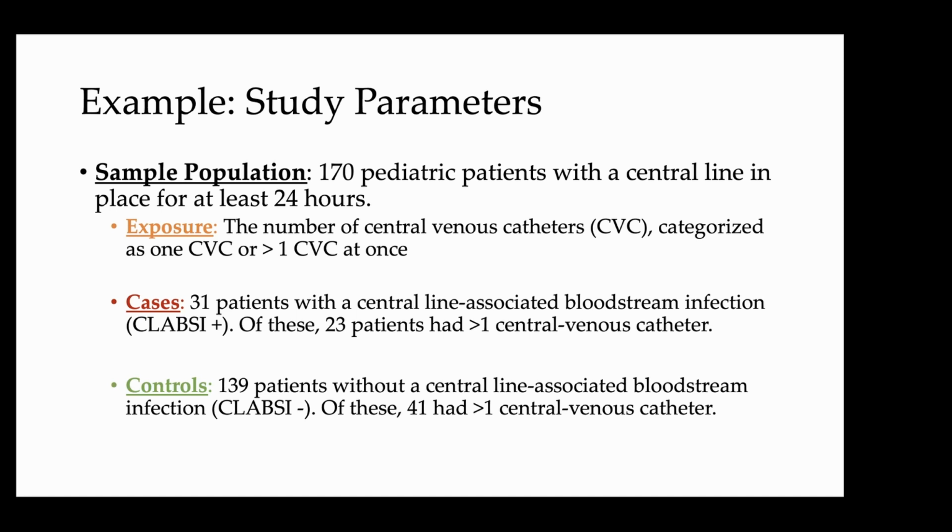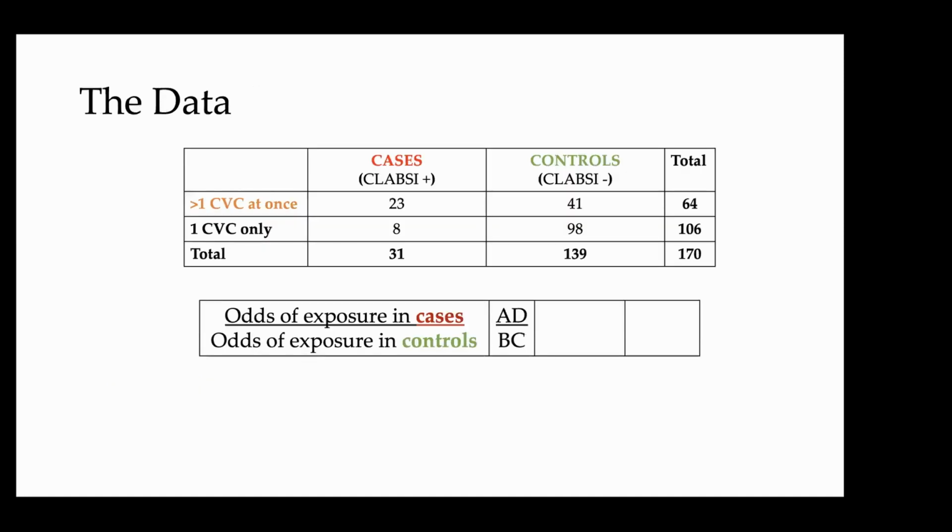With this information, we can construct our 2x2 table. You can see in our cases, we have 31 total. In our controls, we have 139 total. And for our exposure, which is highlighted in orange right here, we have 64 total. So we have our 2x2 table constructed. We can now calculate our odds ratio, which we know is A times D divided by B times C. We simply plug in the numbers from our 2x2 table, and we get 6.87.